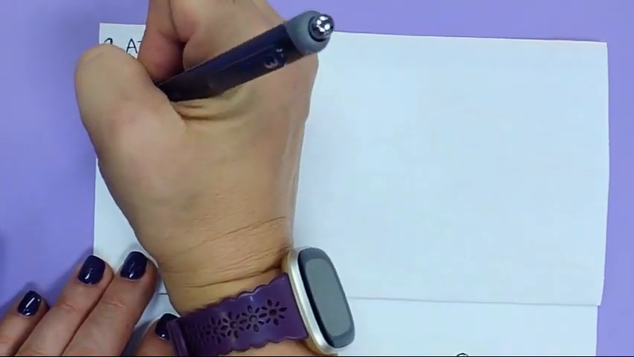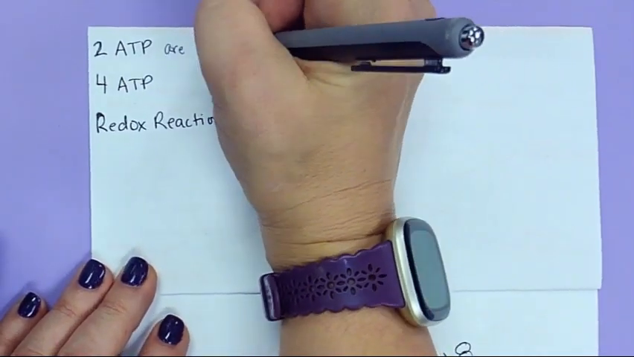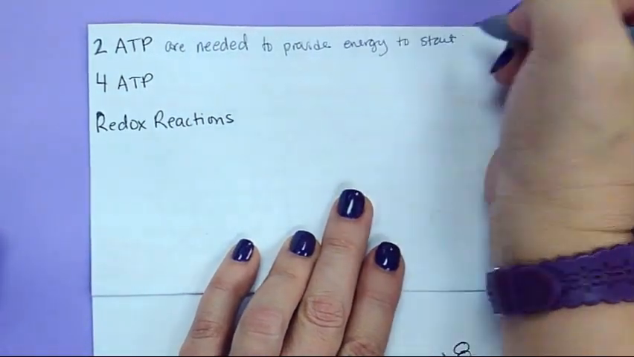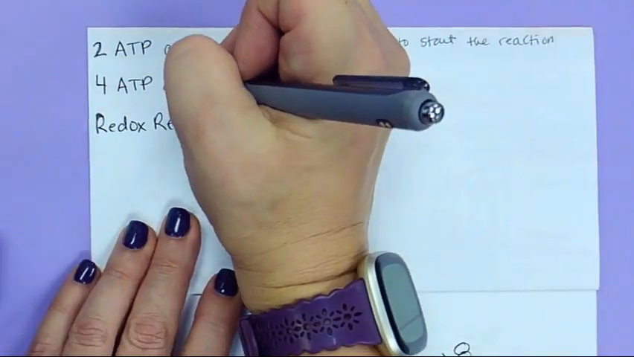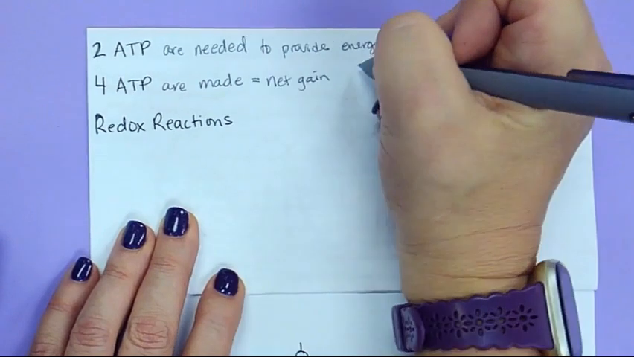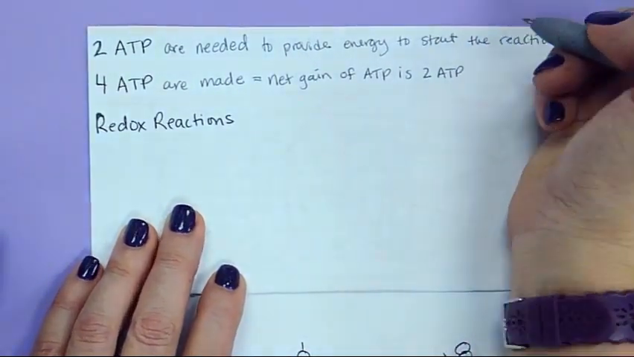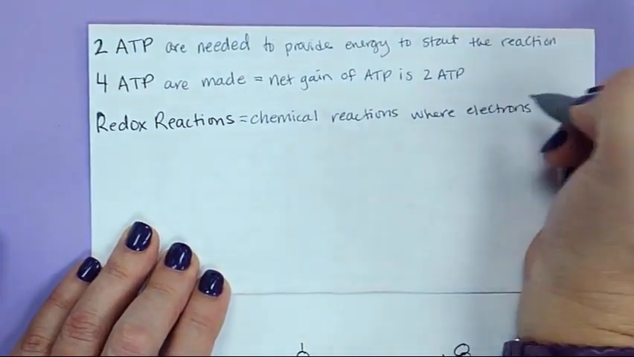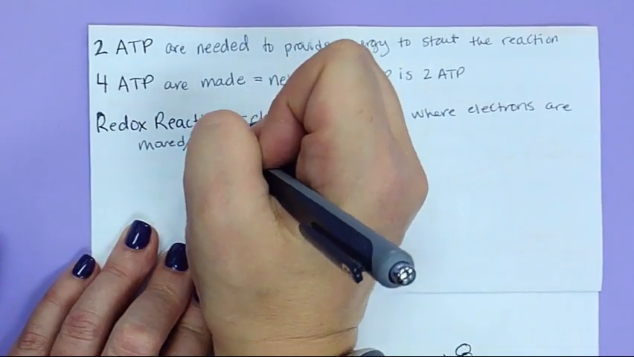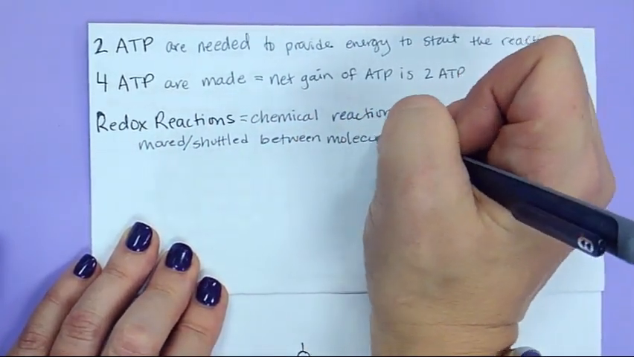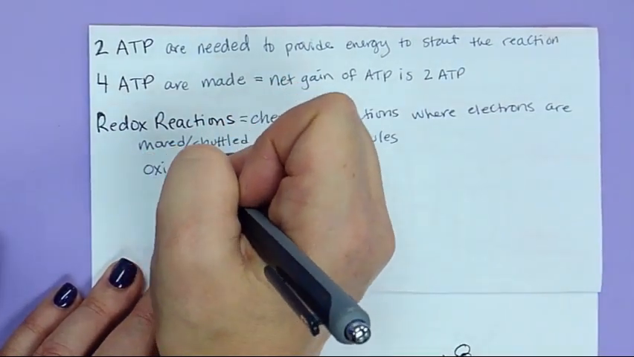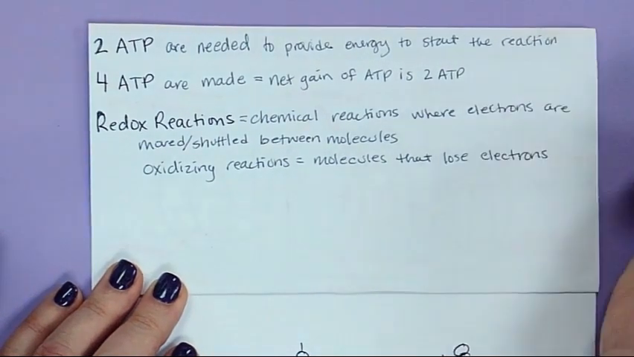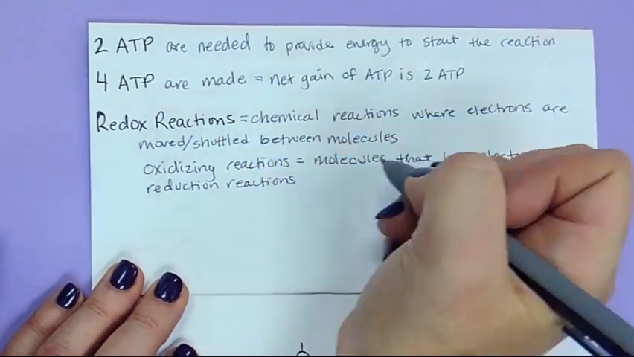All right, let's summarize the important parts of this glycolysis reaction. So if you remember at the beginning of the drawing, I started with introducing 2 ATP and giving their phosphates. So we want to make sure that we write that 2 ATP are needed to provide energy to start the reaction. And we make 4 ATP at the end. So what we say is that glycolysis has a net gain of 2 ATP. So we also need to understand this concept of a redox reaction.